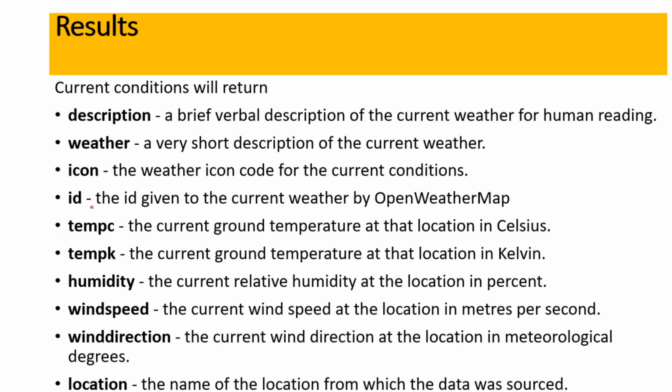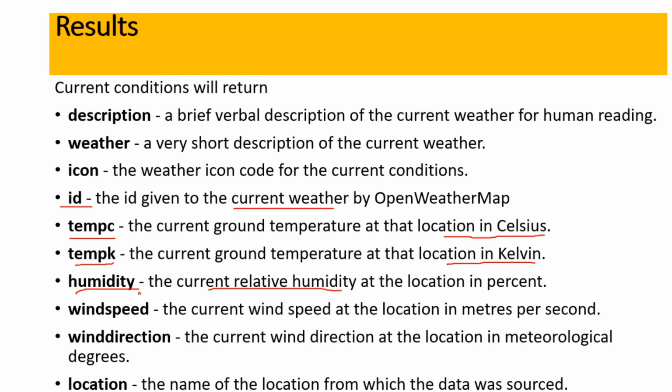A particular ID will be associated with every Open Weather Map node, and that ID will be displayed here. The temperature can be displayed in two ways, either in Celsius or in Kelvin. So with respect to the current location, the ground temperature at that location in terms of Celsius and Kelvin will be displayed here.